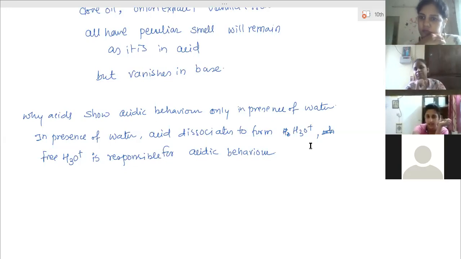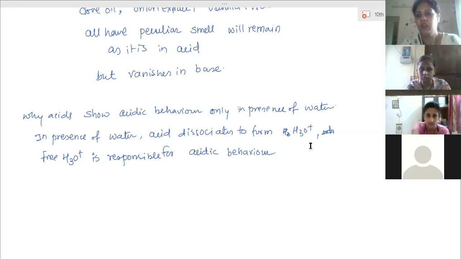No change in dry litmus paper. In wet litmus paper, it changes the color from blue to red. Reason? Because in dry litmus paper there is no water molecule present, due to which H plus ion is not produced, which is responsible for acidic behavior.